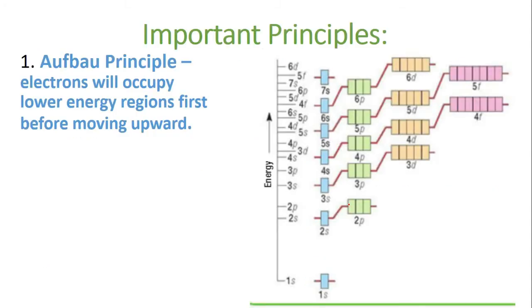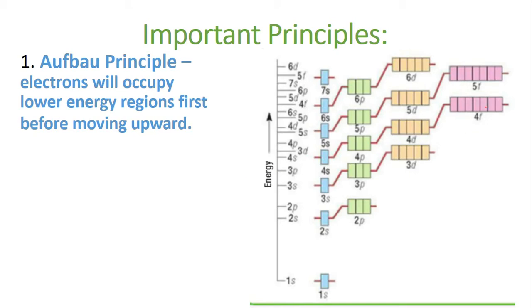Awesome. All right. So the Aufbau principle, I believe that's how you say it: electrons will occupy the lower energy regions first before moving upward. So here is a diagram of energy levels, and you can see this works out that you fill up the first energy level, the second energy level, and the third energy level is where it starts falling apart. You get the 3s and the 3p, and rather than fill up the 3d, you actually fill up the 4s first. And that makes people a little upset.